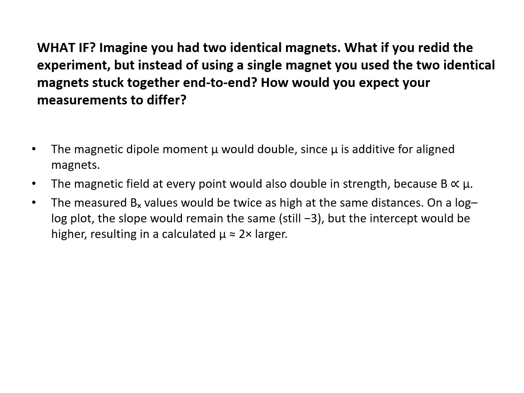For the second what-if question, imagine if you had two identical magnets lined up next to each other. Our magnetic dipole moment mu would double, since mu is additive for aligned magnets, and the magnetic field at every point would double in strength because B is proportional to mu, and the measured Bx values would be twice as high at the same distances, and on a log-log plot, the slope would still remain the same, -3. It's just that the mu would be doubled.